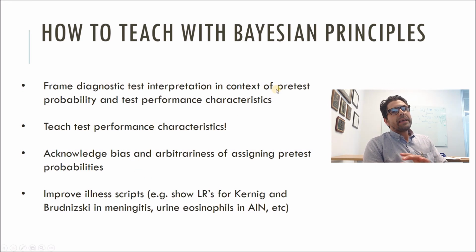And again, I think we can use Bayesian principles to improve illness scripts. So if we can show likelihood ratios for things like Kernig and Brudzinski signs, we'd say, hey, this is why these things don't belong in your meningitis script. Or if we show learners that the likelihood ratios for urine eosinophils and acute interstitial nephritis are basically 1, totally worthless, we can say your illness script for acute interstitial nephritis should not have urine eosinophils. So we can start to use these Bayesian principles to improve the other types of reasoning that we're doing.